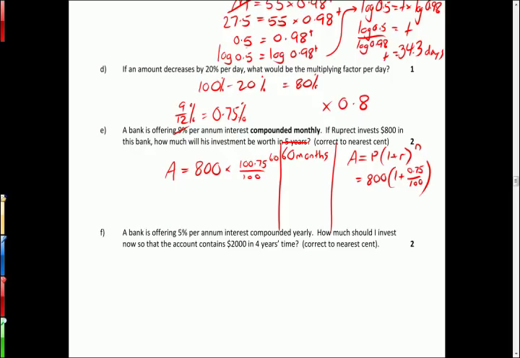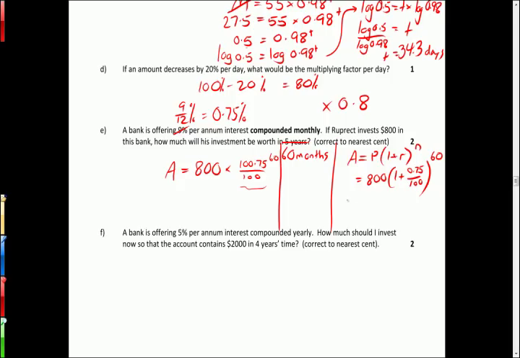I hate it when the numbers are that low. People want to doubt themselves, but we're just doing exactly the same as any other question. Just the interest rate is very low per month. So whichever one of these I stick into the calculator, it's exactly the same thing. 1 plus 0.75 over 100. Calculator says 1.0075, which is exactly the same as this, to the 60, and it gets times by 800.